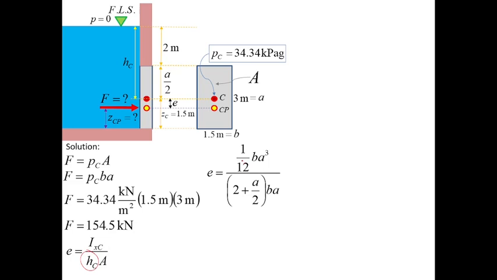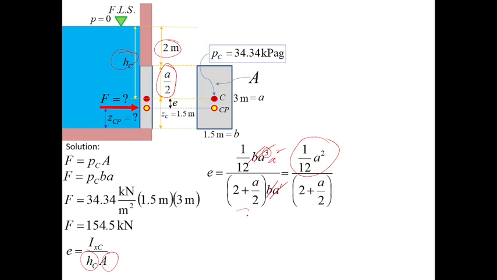Then HC is what? HC is 2 plus A over 2, right? Then multiply by the area of the rectangle, which is BA. So we can eliminate B and B. Then 3 and this is 1, so we can eliminate 1A, so it becomes A squared. That's why 1 over 12 A squared. Then this will remain 2 plus A over 2.